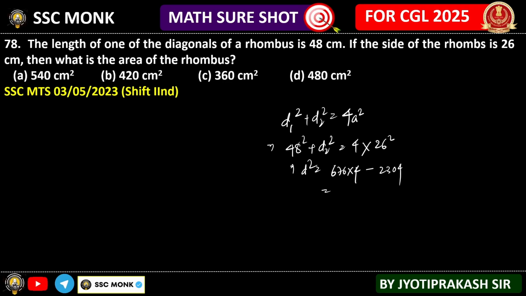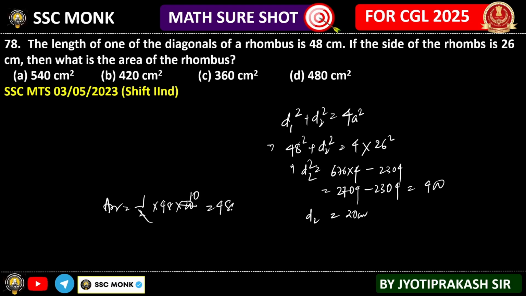That can be written as 2704 minus 2304, that is equal to 400. So D2 value is equal to square root of 400, that is 20 centimeter. So one diagonal is 48, another is 20. So area is equal to 1 by 2 into 48 into 20, that is equal to 480 centimeter square. Answer option D.